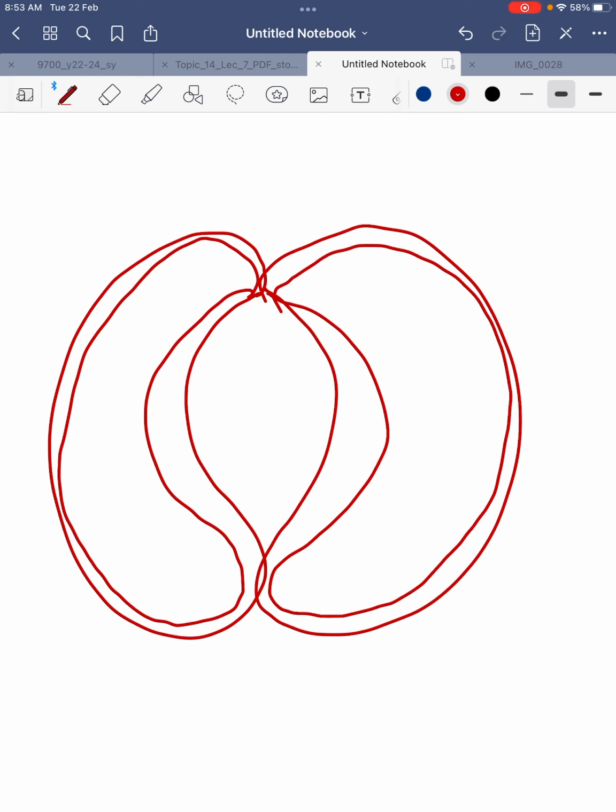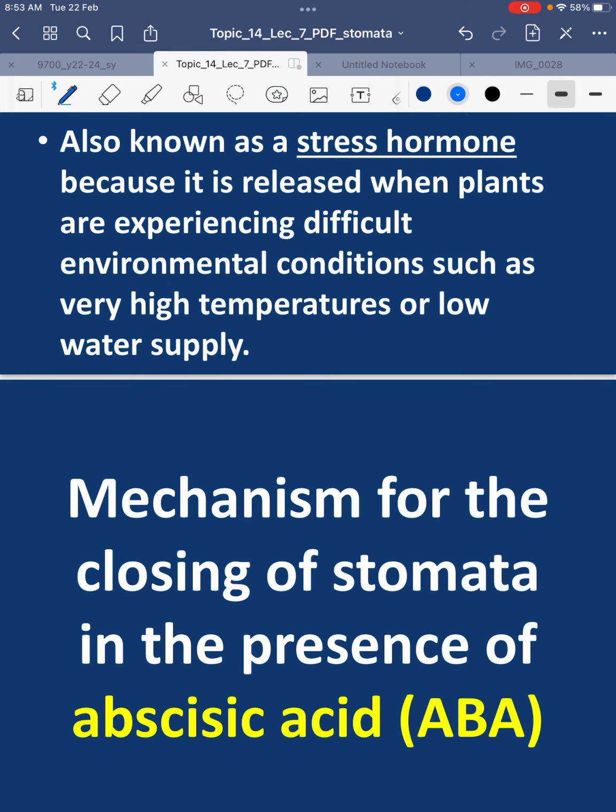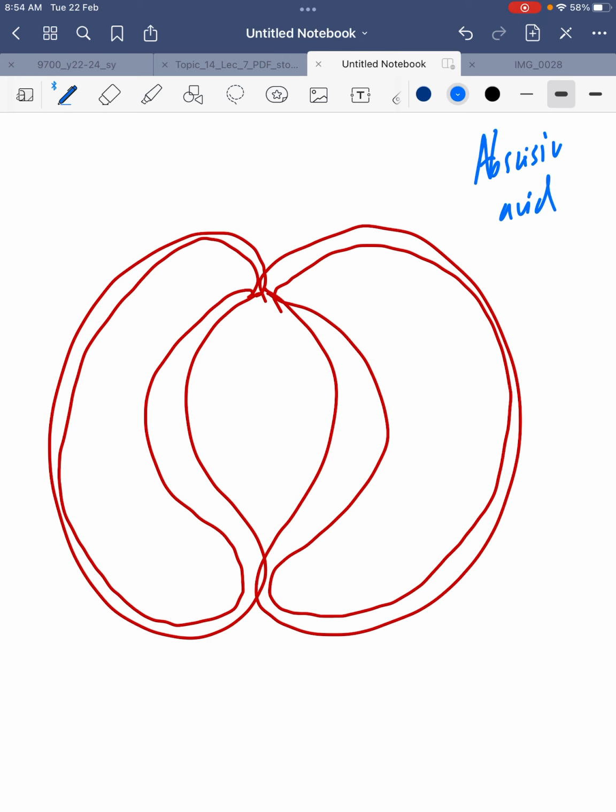Okay, abscisic acid, ABA, will bind to this receptor here, the receptor of the cell membrane. When it binds to the receptor, there is no hydrogen pumping. So this hydrogen pumping, from low concentration to high concentration, does not occur. Once it binds, there's no pumping.